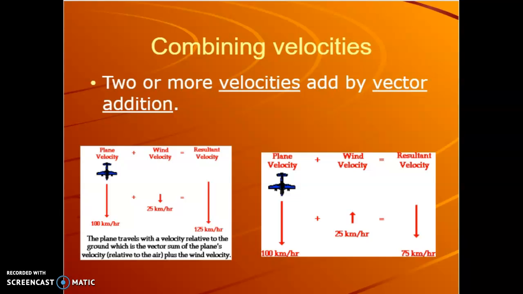If we want to combine velocities, it's similar to what we talked about in 11.1. If your vectors are going the same way, you add them. If they're going opposite directions, you subtract them. So if the plane is going 100 kilometers an hour south and the wind is also going 25 kilometers an hour south, it's a total of 125 kilometers an hour south. But if the plane is going 100 kilometers an hour south and the wind is going 25 kilometers an hour north, then the resultant velocity would be only 75 kilometers per hour, since you would subtract them instead of add them, since the vectors would be going opposite directions, similar to what we talked about in distance and displacement.